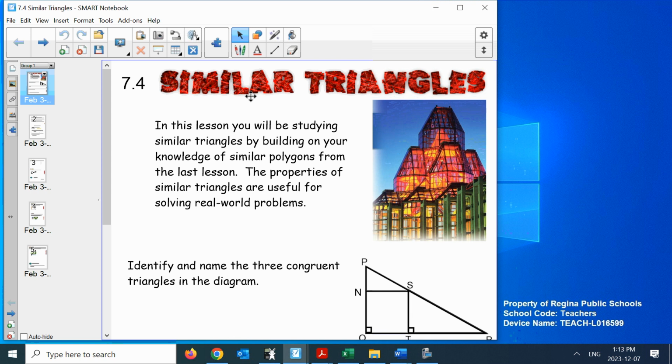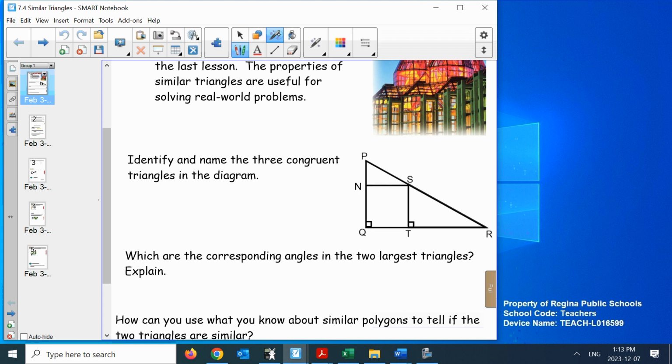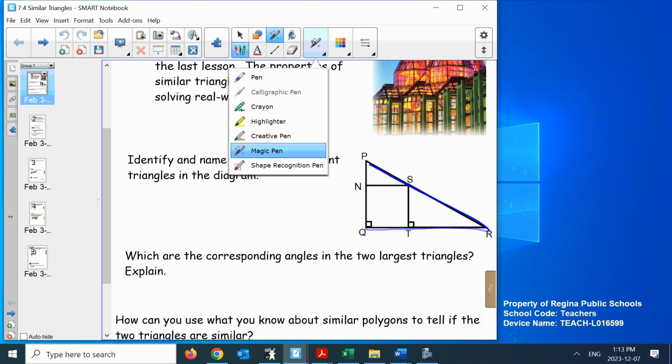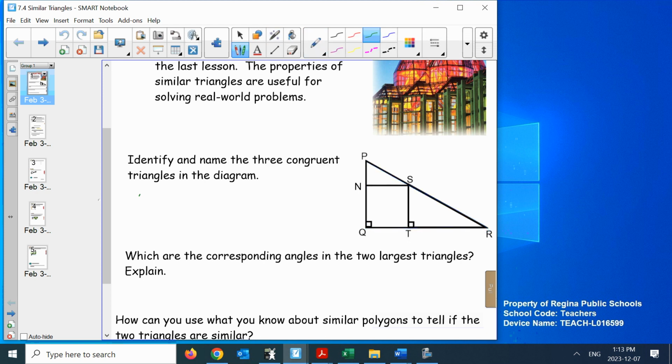So, let's take a look here. Identify and name the three congruent triangles in this diagram. The first one that's obvious, I hope you think, is this one that I'm outlining: PQR, correct? So let's list it down. That's my discipline. Triangle PQR. I'm going to go with PQR in green.